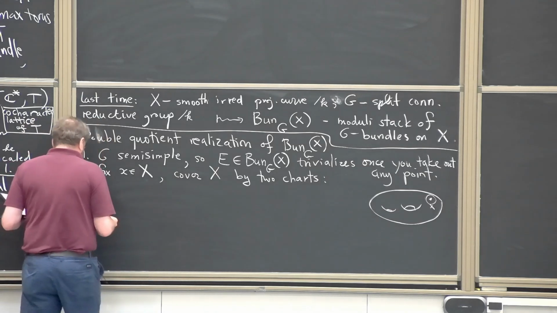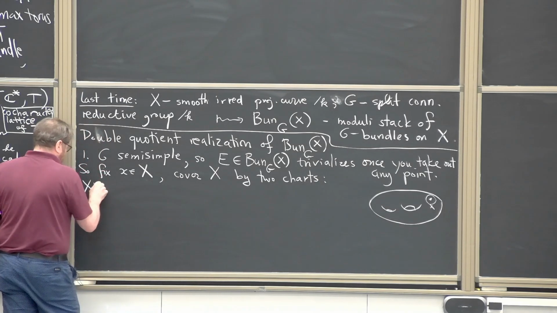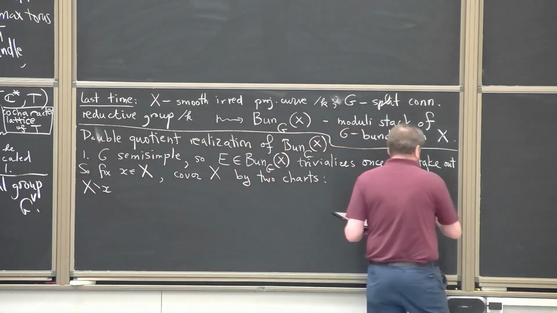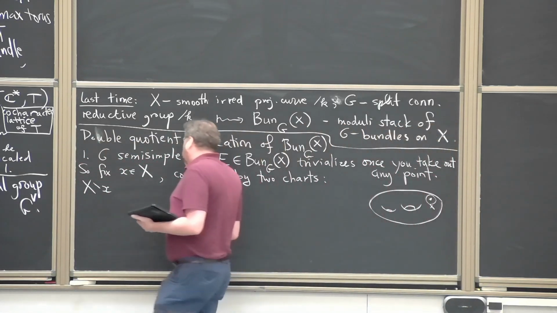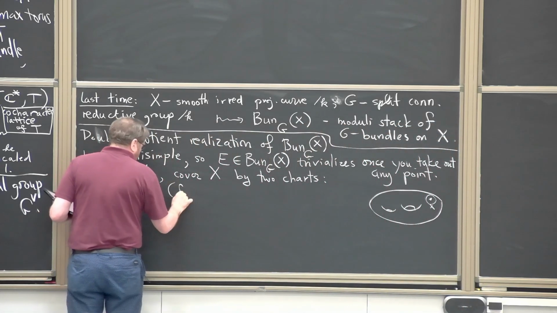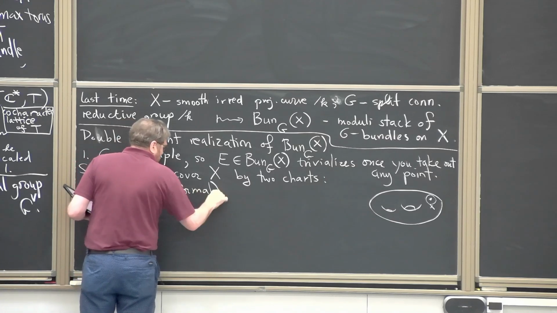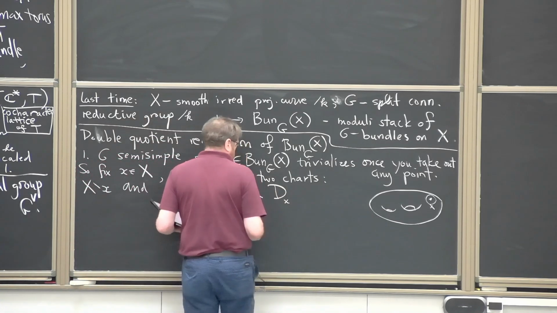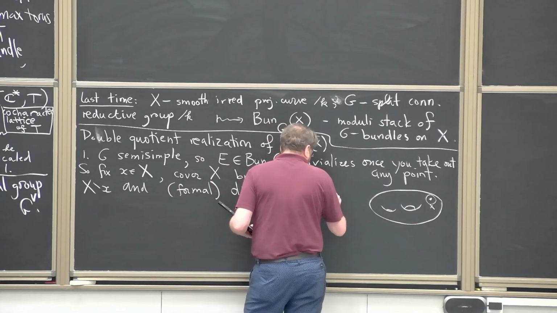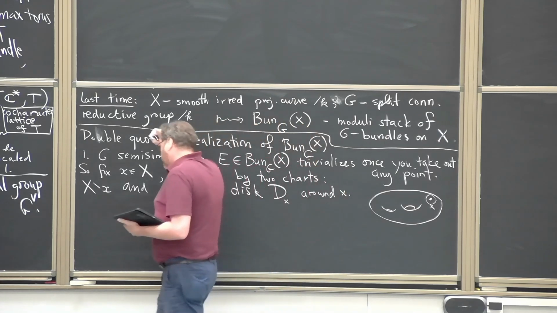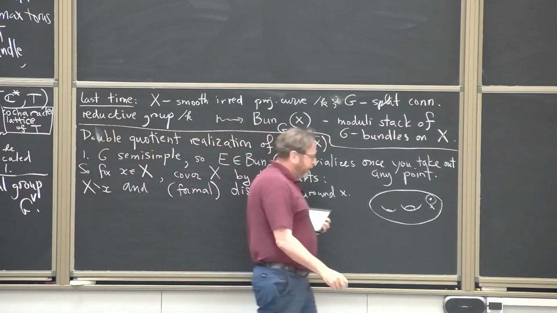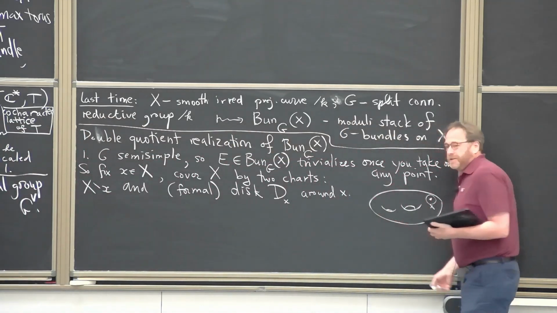So the two charts are, first of all, X minus x. This is just the affine curve obtained when you delete this point. And the formal disk D sub x around x. But if you are not comfortable with formal disks and you like more complicated things like analytic disks, you can think about them.